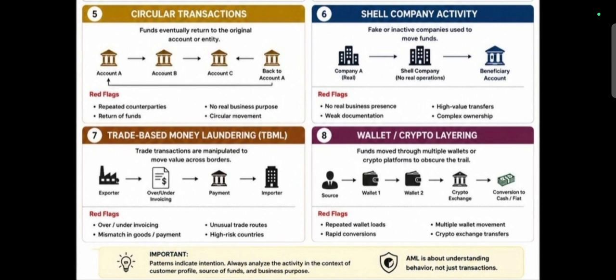Next one is wallet and crypto layering. So funds move to multiple wallets or crypto platforms to obscure the trail, or hide the origin of that money. Suppose an individual is moving money from one wallet to another, and another wallet to a crypto exchange, and after that he converts that money into cash. So let's see what are the red flags for this. Repeated wallet loads, multiple wallet movements, rapid conversion, and crypto exchange transfers.